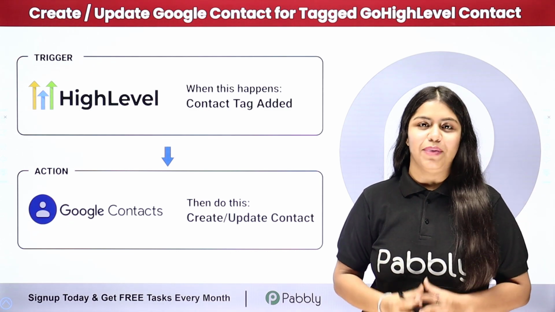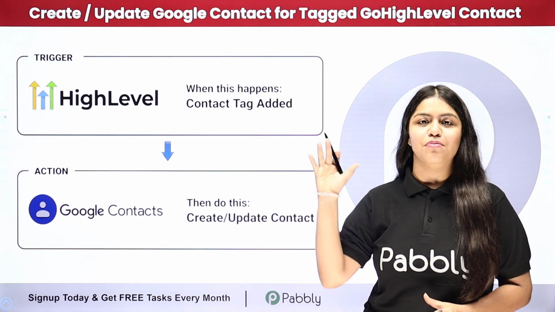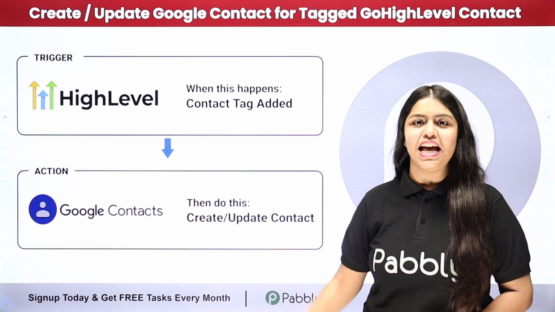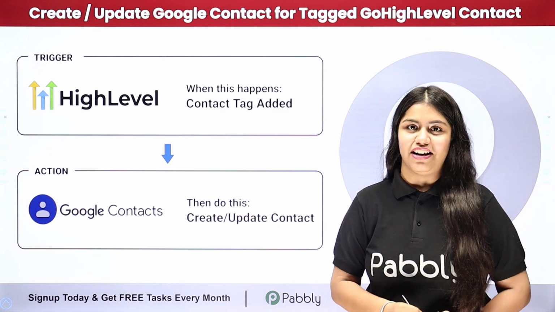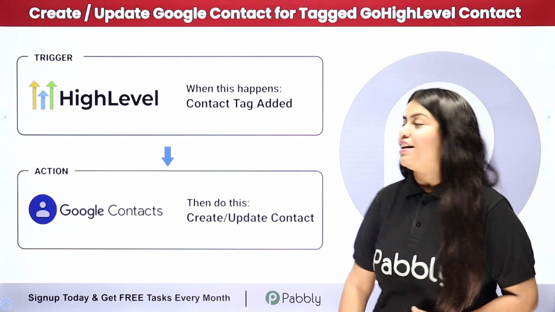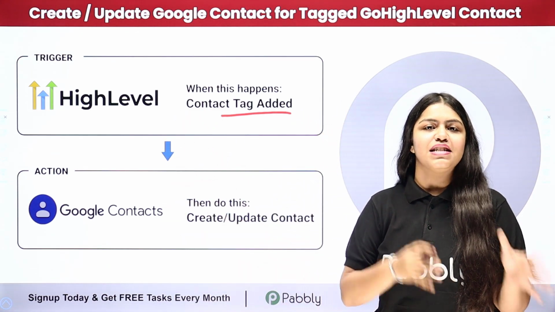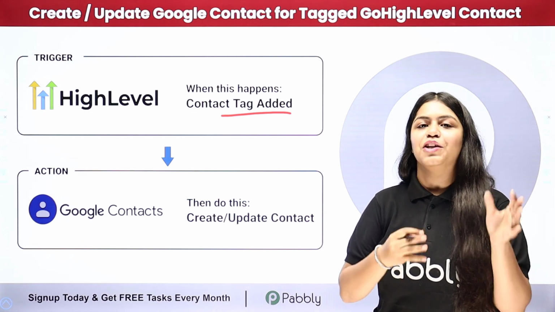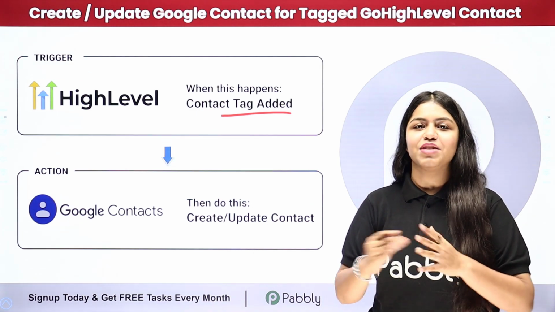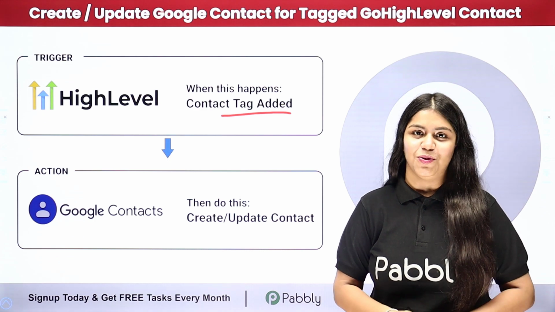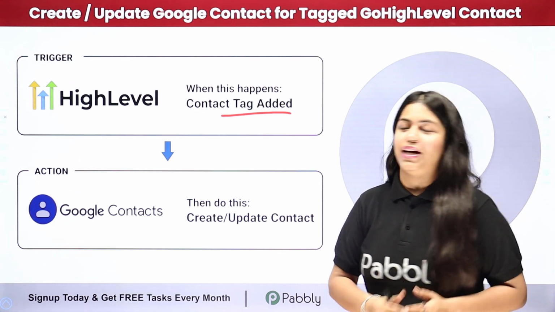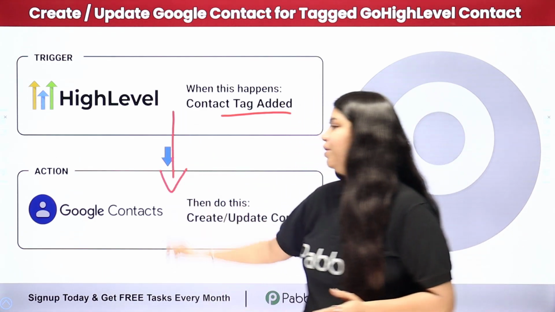Over here I'm running a business and we use GoHighLevel to manage the email marketing for our business and Google Contacts as the CRM. Now what I want is that as soon as a contact tag is added in my GoHighLevel account, automatically with the help of these same details, a new contact should be created or updated in my Google Contacts account too. To do this, we are simply going to create a connection between GoHighLevel and Google Contacts.